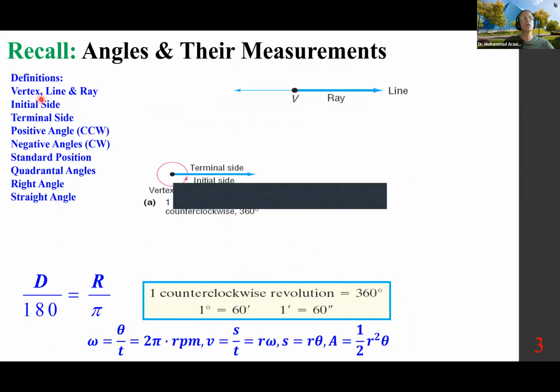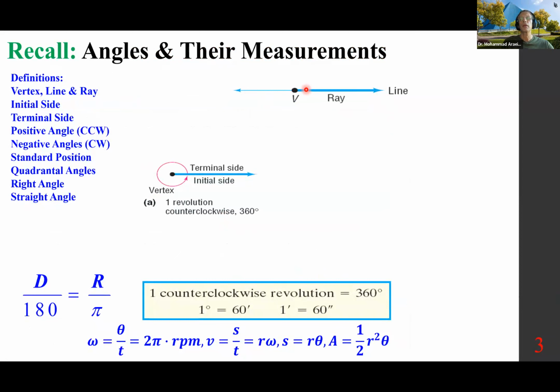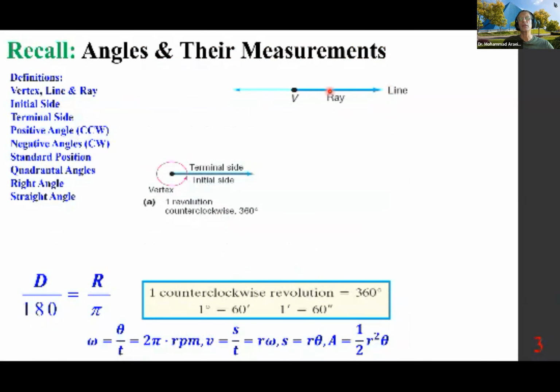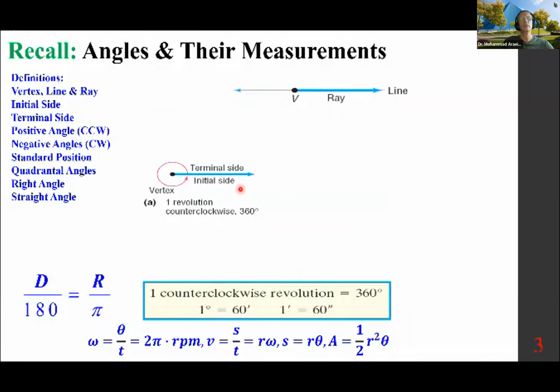Various definitions. Vertex, line, ray. Here's the line. In essence, a ray is a half line. Vertex. The initial side, the terminal side. Positive angle is counterclockwise, negative is clockwise. Standard position is when the initial side is along the positive side of the x-axis. Quadrantal angles, right angle, straight angle.